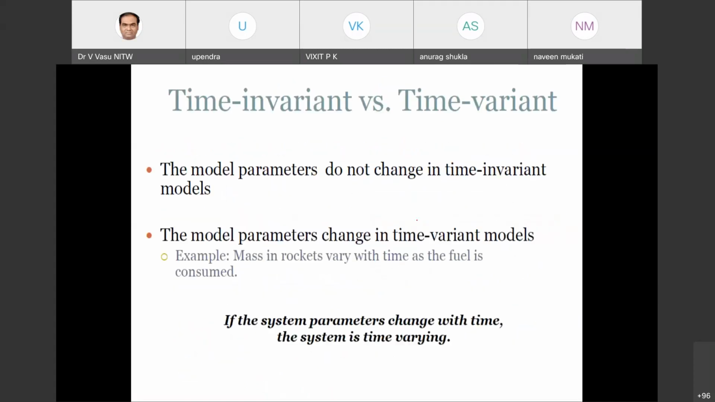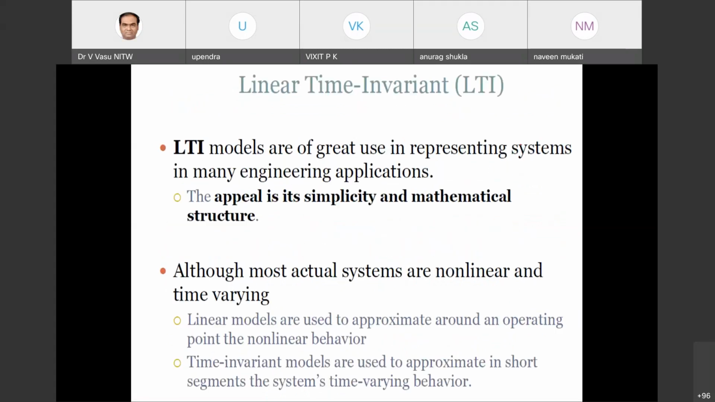Okay, time invariant and time variant I have already explained. The linear time invariant models are mainly considered for our control systems, because the mathematical structure is simple. If we go for LTI models, the mathematical model will be simple, and we can make it in a somewhat easier manner.